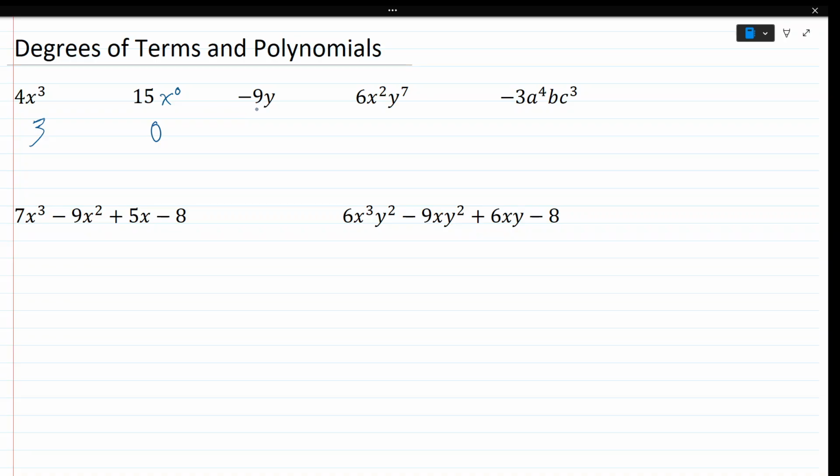Now what about negative 9y? Well, remember, that would be the same thing as negative 9y to the first. So the degree of that term would be 1.